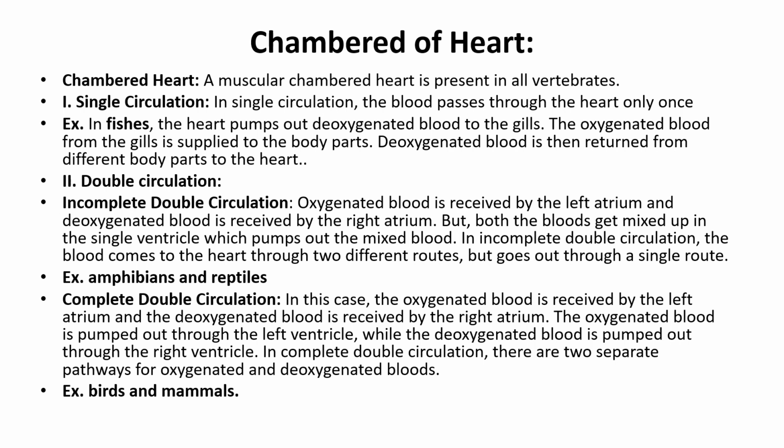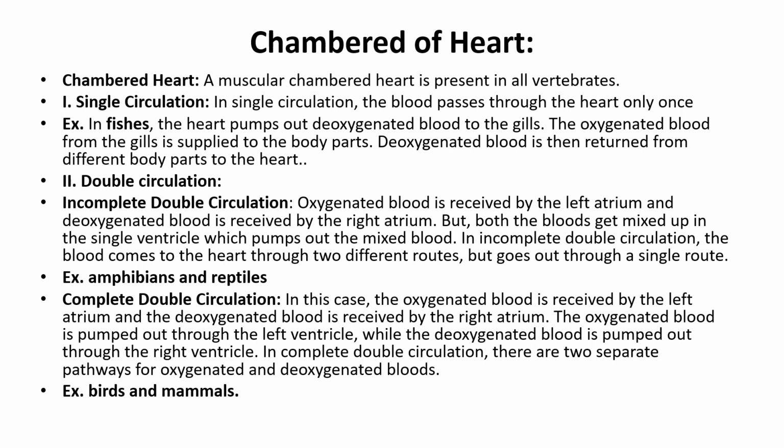A muscular chambered heart is present in all vertebrates. There are two types of circulation, single circulation and double circulation, and double circulation is of two types, incomplete and complete. Let's see single circulation first. In single circulation, the blood passes through the heart only once. Example, fishes. The heart pumps deoxygenated blood to the gills. The oxygenated blood from the gills is supplied to body parts. Deoxygenated blood is then returned from different body parts to the heart.